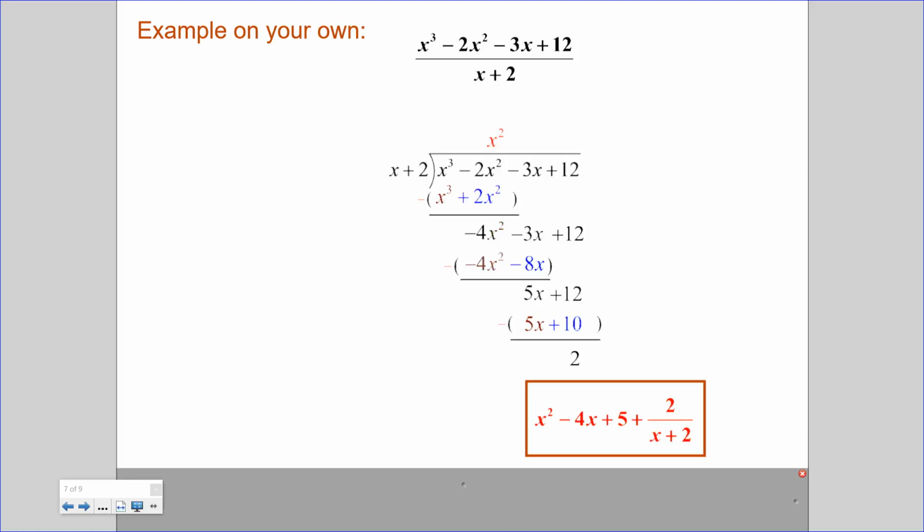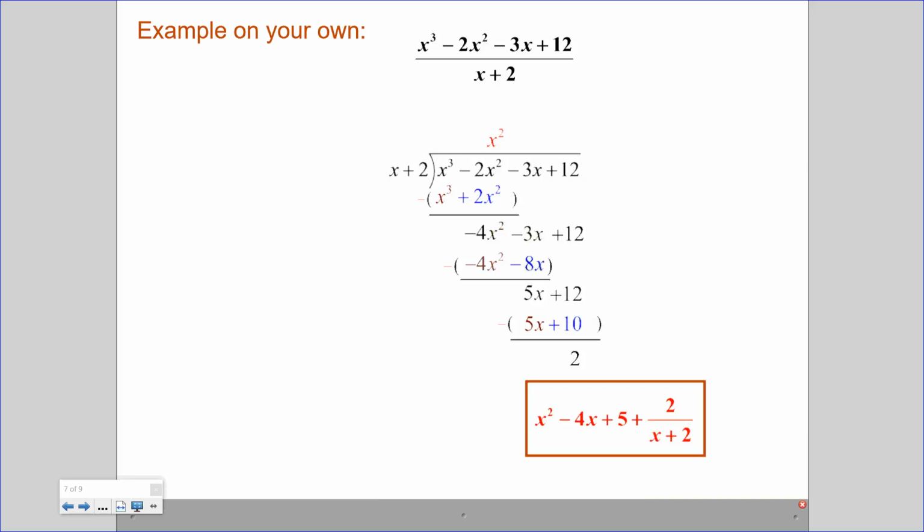Okay, so setting this up, you can see that some pieces are missing here. We have x cubed divided by x is x squared. We multiply it out to each term outside, getting x cubed plus 2x squared. Then we subtract. These become 0. And we're left with a negative 4x squared, and we bring down the minus 3x. You can bring down the plus 12 as well.